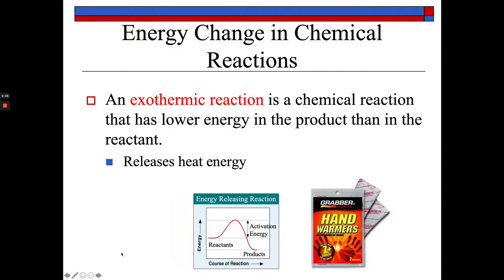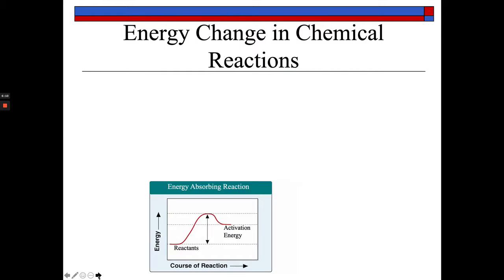The example that I put on here are hand warmers. You just smack the two hand warmers together, or smack your hands between those, and the chemicals react, releasing heat, making that certain substance warm. Or think about a glow stick. When you snap the glow stick, you're going to have light come off of the glow stick. That is an exothermic reaction.